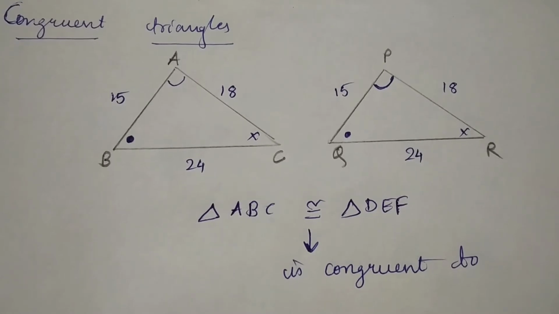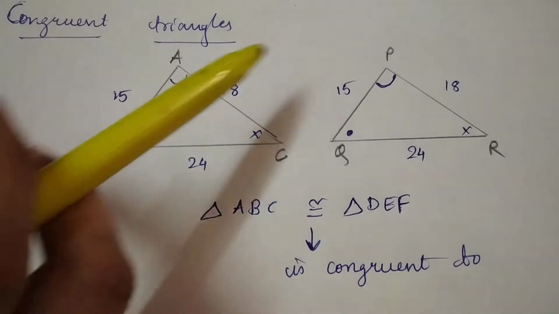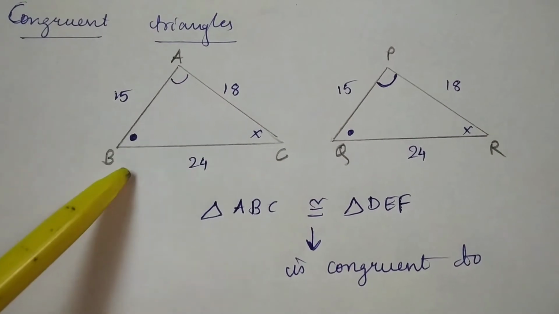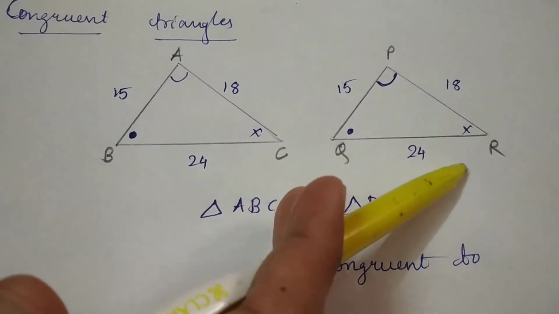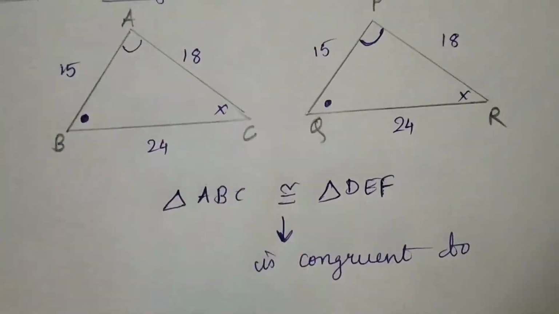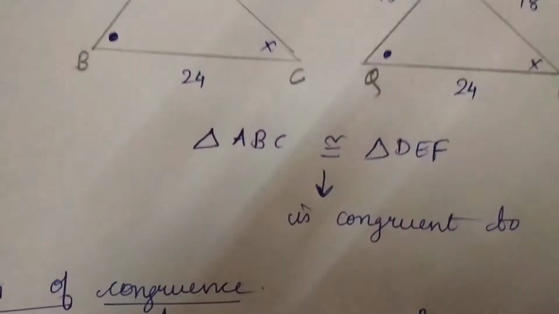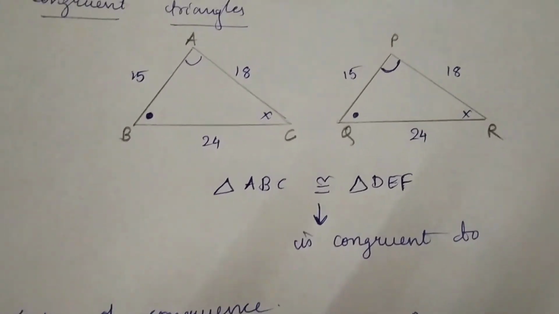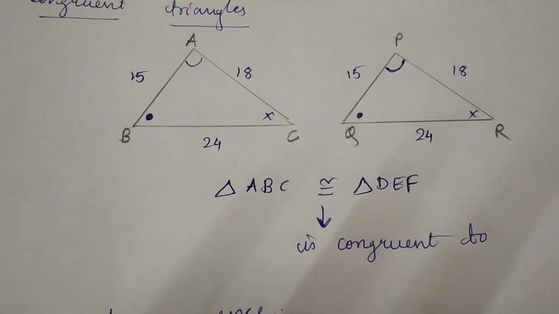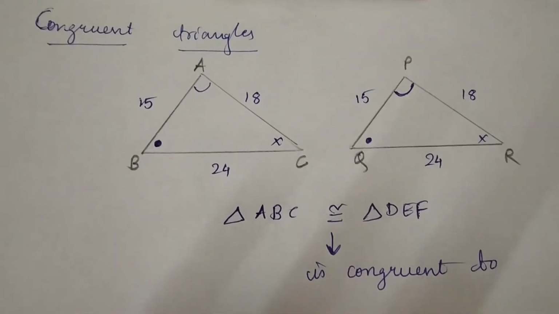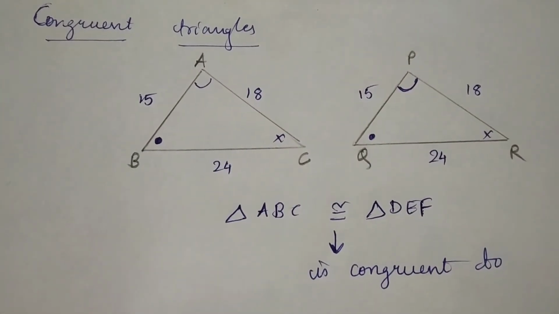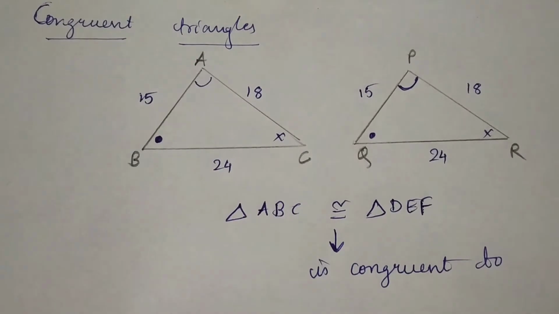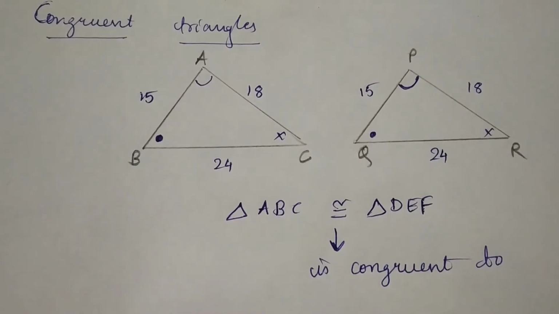Also if you look at the angles, angle A is congruent to angle P, angle B is congruent to angle Q and angle C is congruent to angle R. These similar symbols indicate that the two triangles are congruent. So if you have the lengths of the sides of the two triangles equal or the angles equal, then we say that the two triangles are congruent.